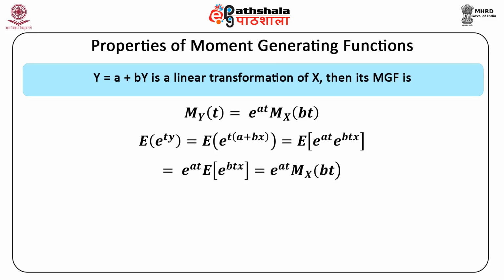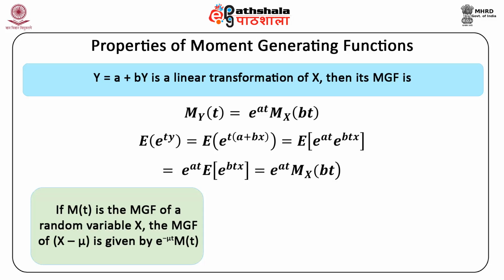which is equal to e^(at) M_X(bt). As a corollary, if M(t) is the MGF of a random variable x, the MGF of x minus mu is given by e^(-mu t) · M(t).